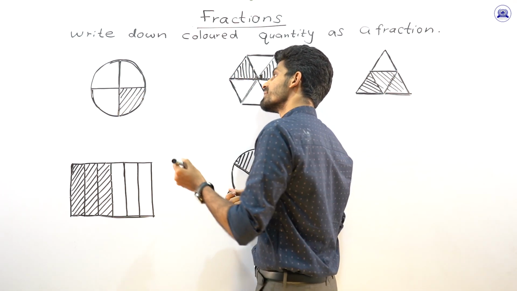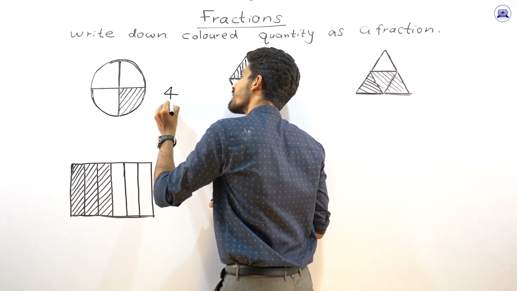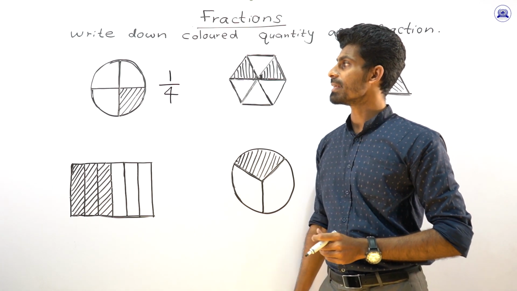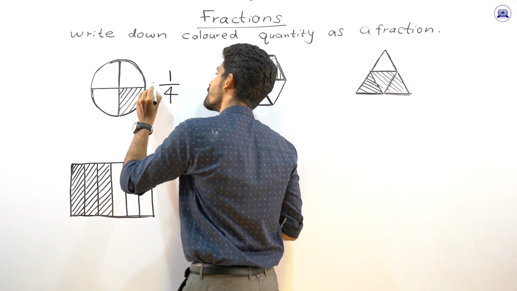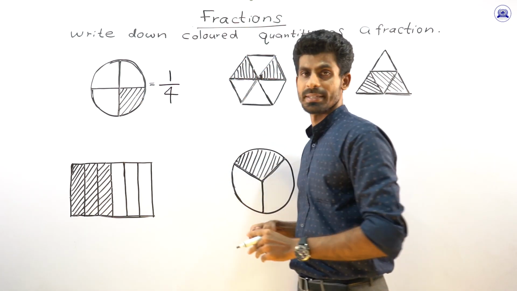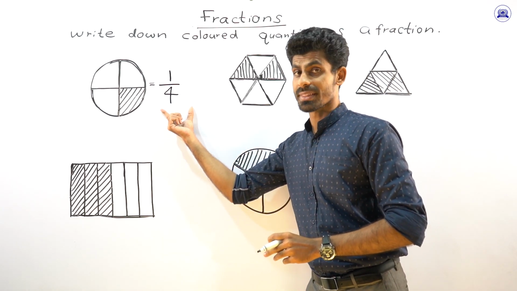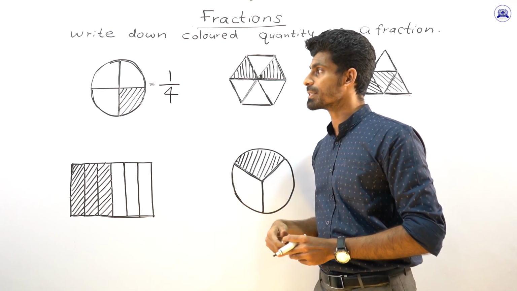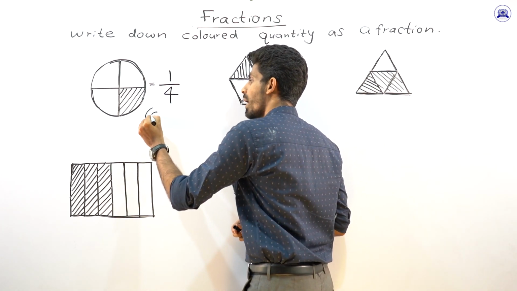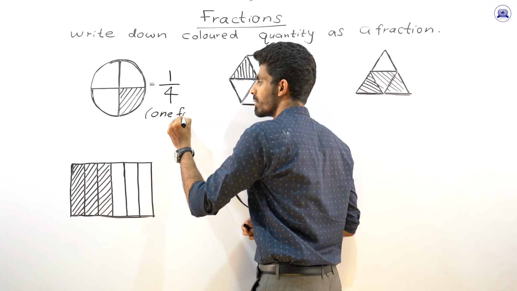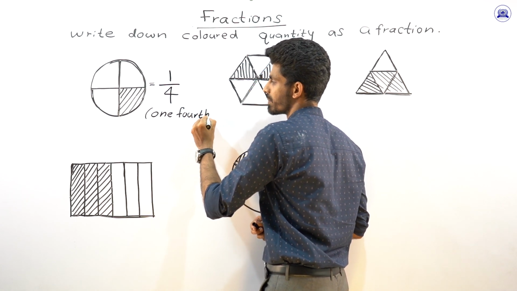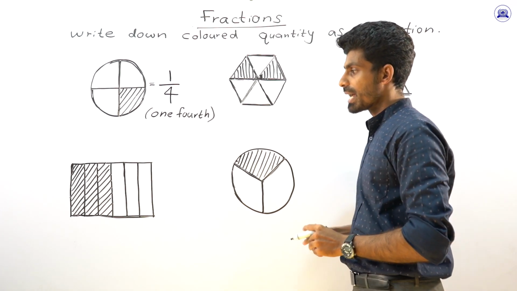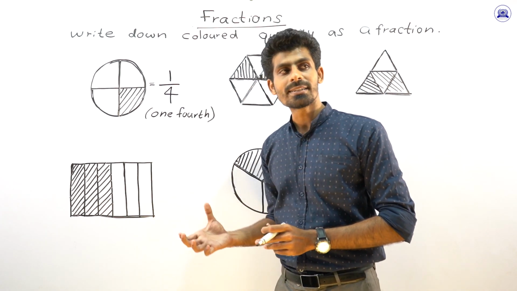Out of those 4 portions, I have colored only 1. So out of 4 portions, I have colored only 1. That is a fraction: 1/4. How do we say that fraction? 1/4.